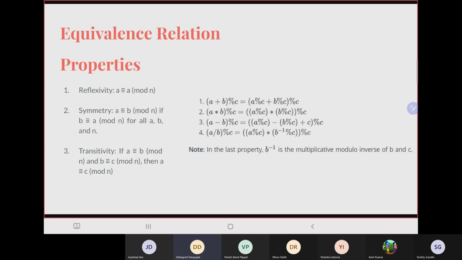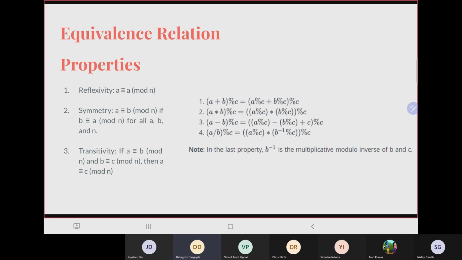And on the right hand side you can see some of the properties that are followed by modular arithmetic. If you are doing A plus B modulo C, then this is the same as A mod C plus B mod C, whole taken mod C. So why is the outer mod C important? It is important because if both the remainders A mod C and B mod C add up to a number greater than C, which is quite possible, say A gives a remainder C minus 1 and B gives a remainder C minus 1, then you have a total remainder 2C minus 1, which is greater than or equal to C. So we take mod C to get the final remainder.